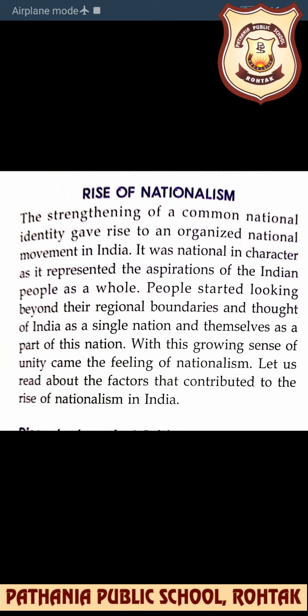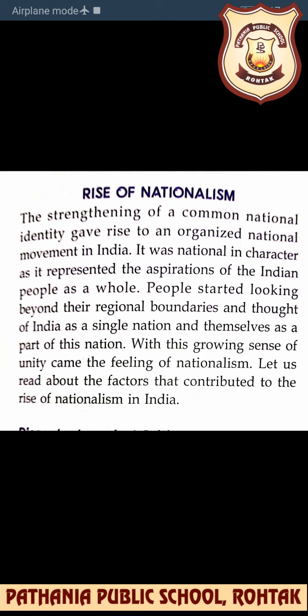Like I was telling you, now people united against the colonial rule, and their aspirations were also the same. People started looking beyond their regional boundaries and thought of India as a single nation. Now they came out of their regional as well as religious boundaries, and they came together. With this growing sense of unity came the feeling of nationalism. Now, what are the factors that contributed to the rise of nationalism in India?